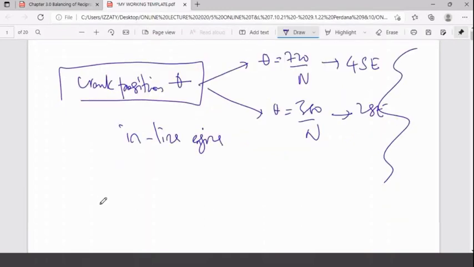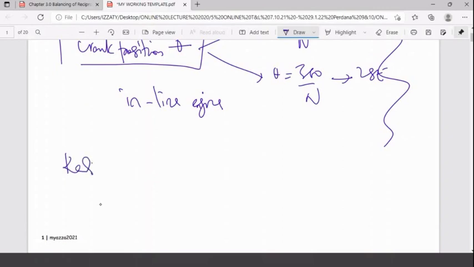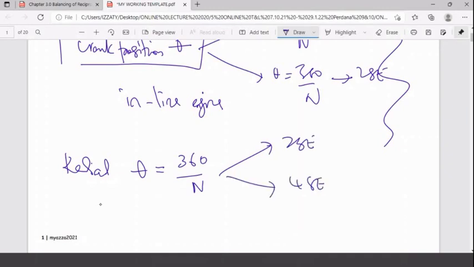For the radial engine, theta is basically 360 by n. It doesn't matter whether it belongs to a 2-stroke or 4-stroke engine, but generally we know that the radial engine is meant for the 4-stroke engine, which is a very high capacity engine. A 2-stroke engine will give you problems like incomplete combustion. So this is typically a 4-stroke engine. It will not consider whether you have a firing order or not. The reason why, I will tell you later. So this is theta.